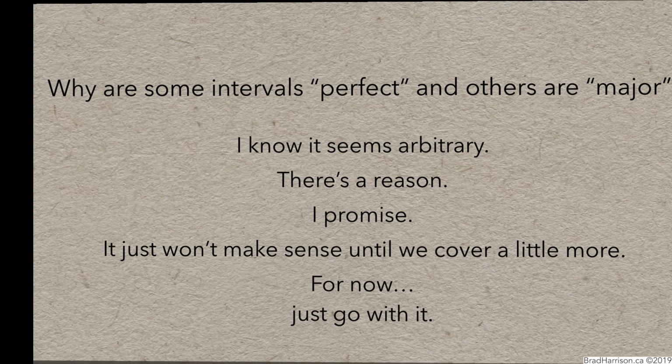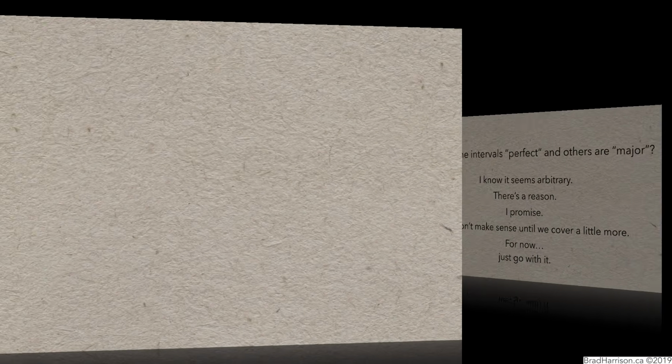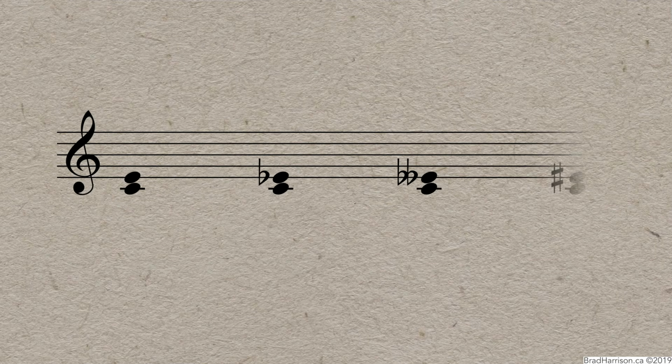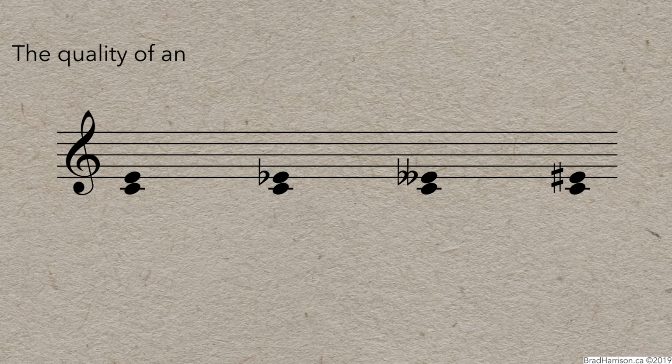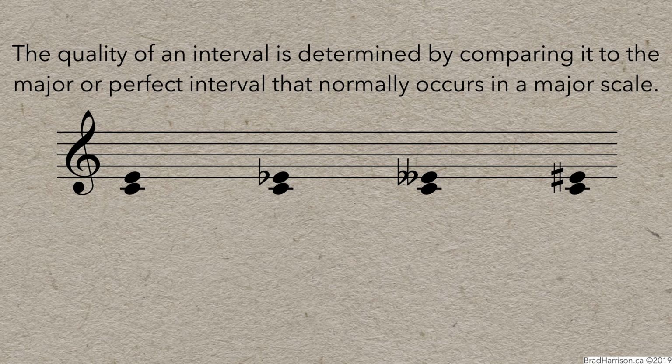So far, we've only been looking at intervals from the first note of a major scale to any other note in that scale. But what happens if the upper note doesn't appear in the major scale of the bottom note? That's when you get into those other qualities, minor, diminished, and augmented. The quality of an interval is determined by comparing it to the major or perfect interval that normally occurs in a major scale.